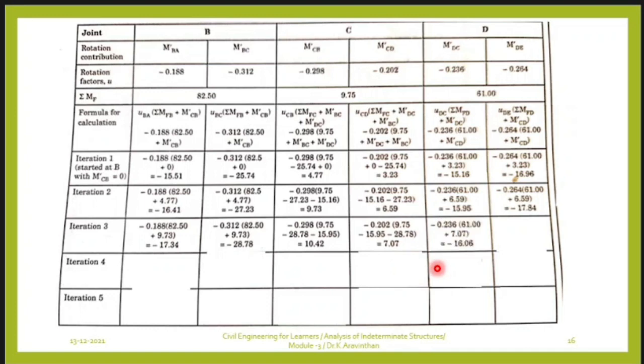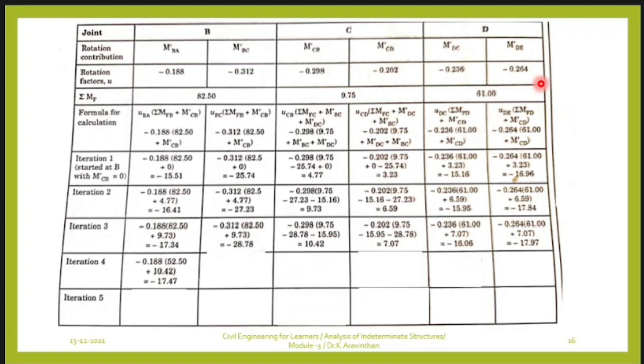7.07. The last value will be 61. What is summation of MFD? 61 plus 7.07 into minus 0.264. 17.97. Then proceed with iteration 4. 17.47. See, when you get a next higher value more than 5, consider that.